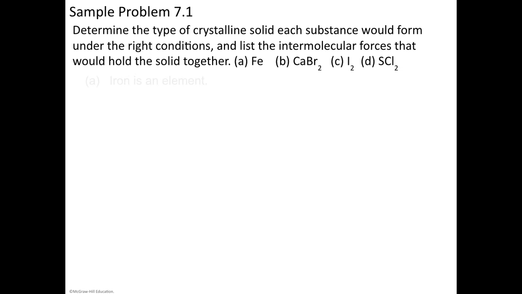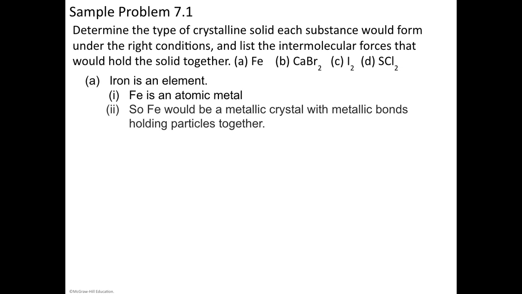And as I was saying, iron is just an element and iron is metallic. So iron is an atomic metal. Therefore, the iron is a metallic crystal or metallic solid with metallic bonds holding those atoms together. So that's the process that we go through.